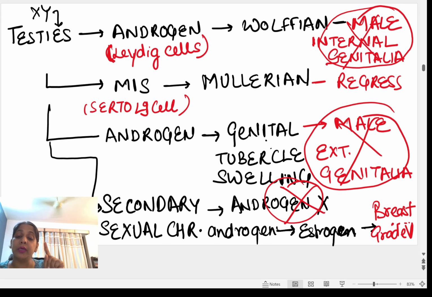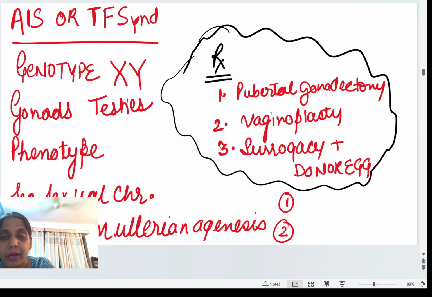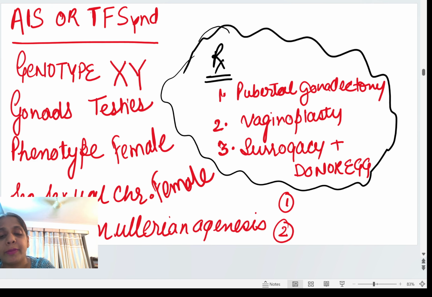Now we see that the phenotype will be that of a female. Secondary sexual characteristics will also be of a female. Now see, if a patient of Mullerian agenesis comes to us, and a patient of androgen insensitivity syndrome comes to us, we don't know the karyotype, of course, in the OPD. We know both these patients are phenotypically female, and both have secondary sexual characteristics of a female. Then how will we differentiate between these two clinically? I will tell you.